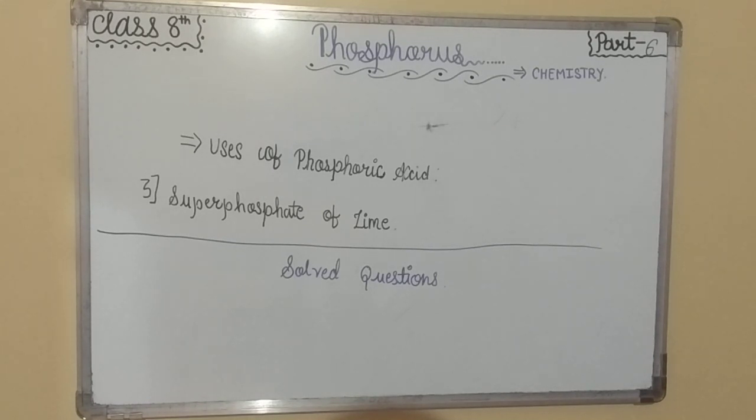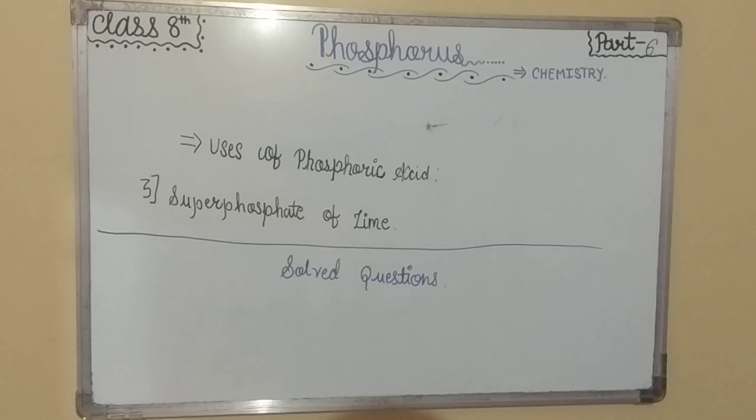Next question. Another question is, write the equation which involves the action of heat on phosphorus acid. Solution: 4H3PO3 gives 3H3PO4 + PH3.